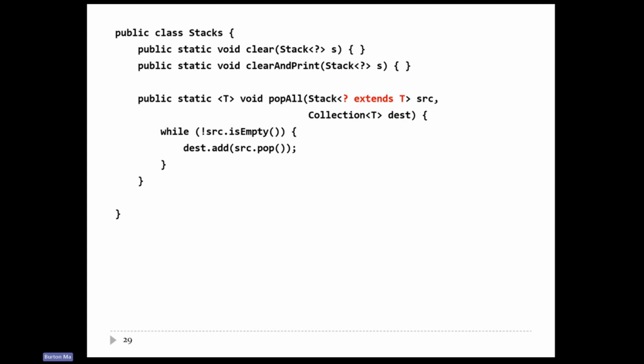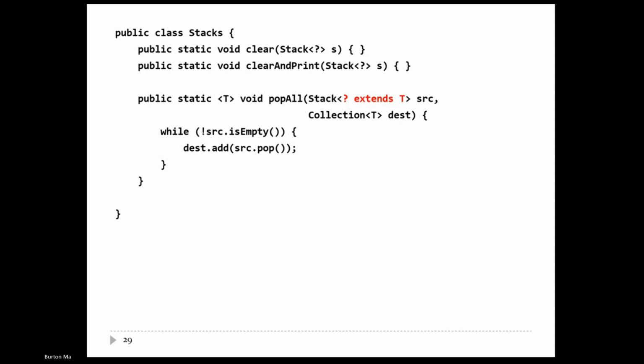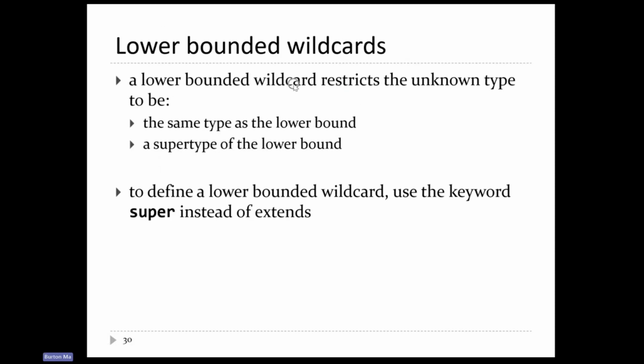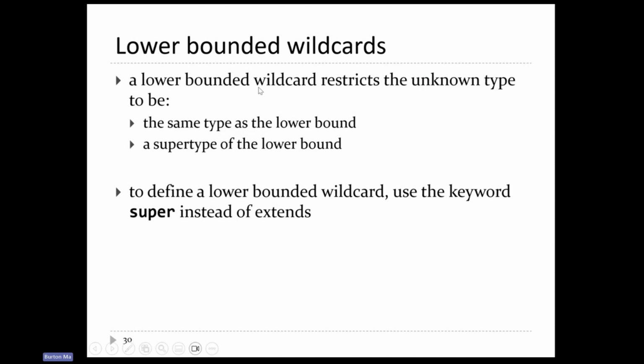Now, there's also lower bounded wildcard types. An upper bounded wildcard type, let's go back quickly, restricts the unknown type to be a subtype of the upper bound. There are cases where you want your type to be a superclass of the other thing. So that's a lower bounded wildcard. A lower bounded wildcard restricts the unknown type to be the same type as the lower bound or any supertype of the lower bound.